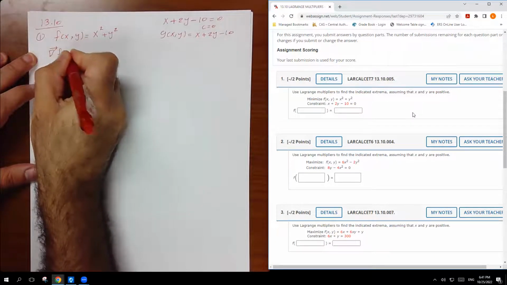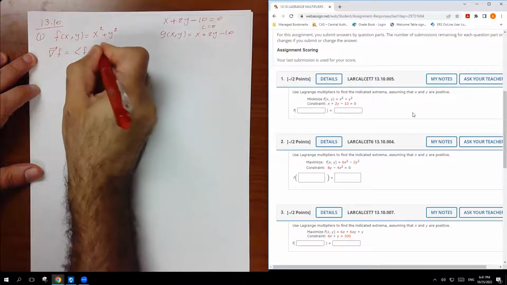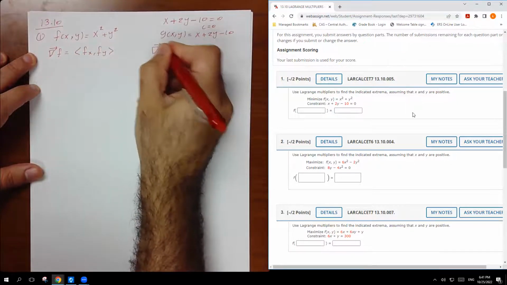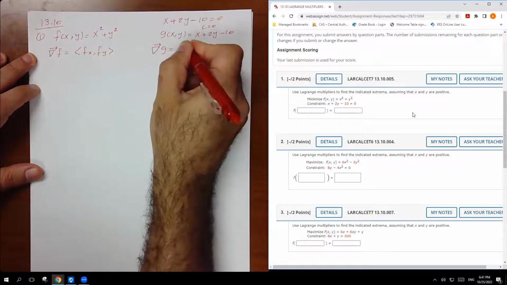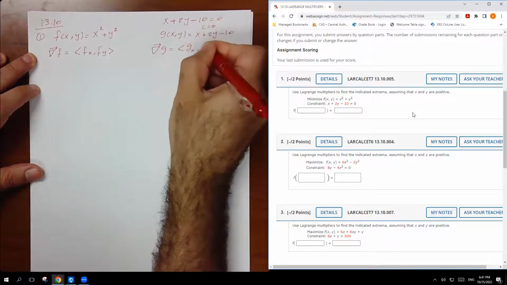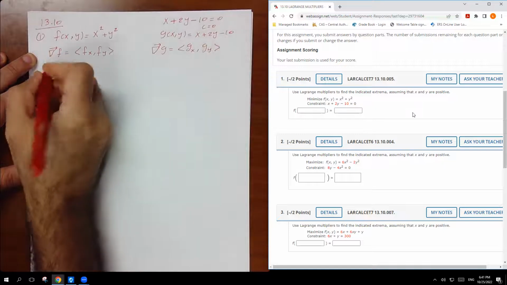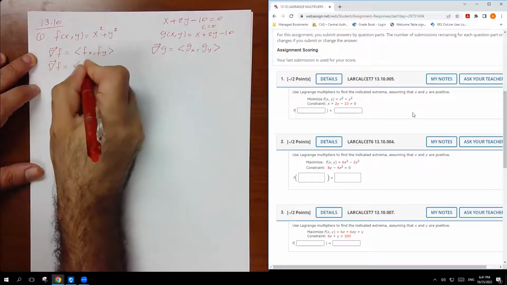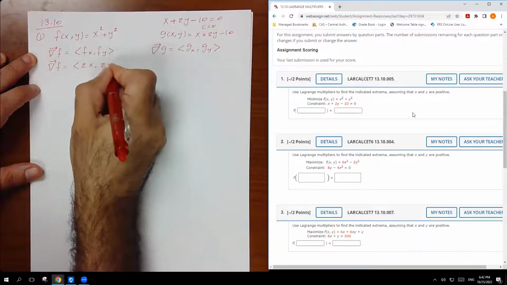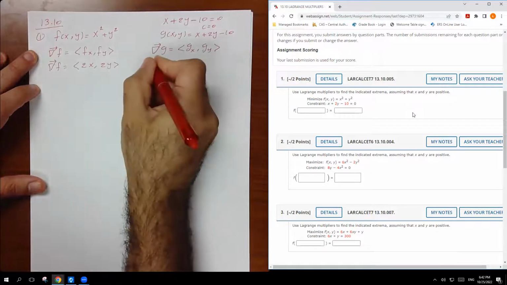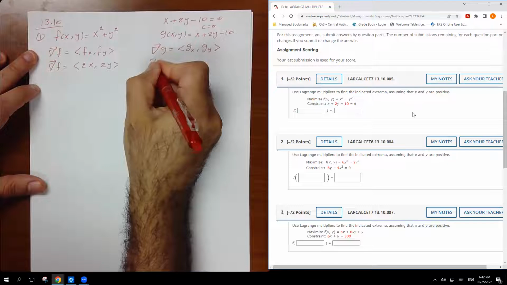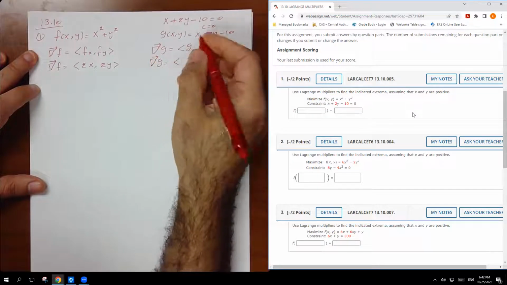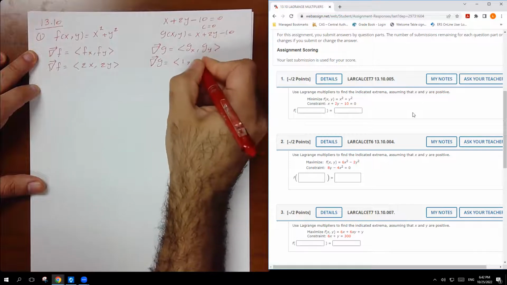for f, which is going to be f sub x and f sub y. And here I'm going to find the gradients for g, which is going to be g sub x and g sub y. So the gradient of f is going to be 2x and 2y. And the gradient of g is going to be g sub x is 1 and g sub y is 2.